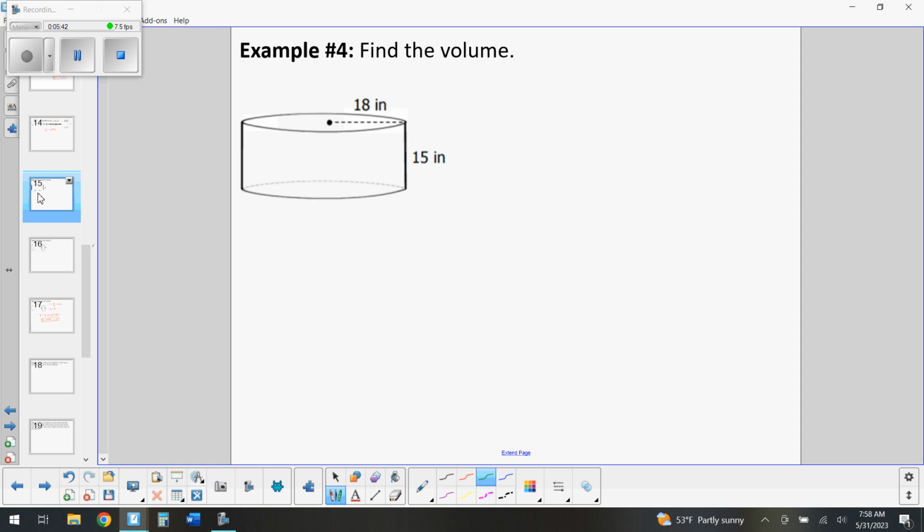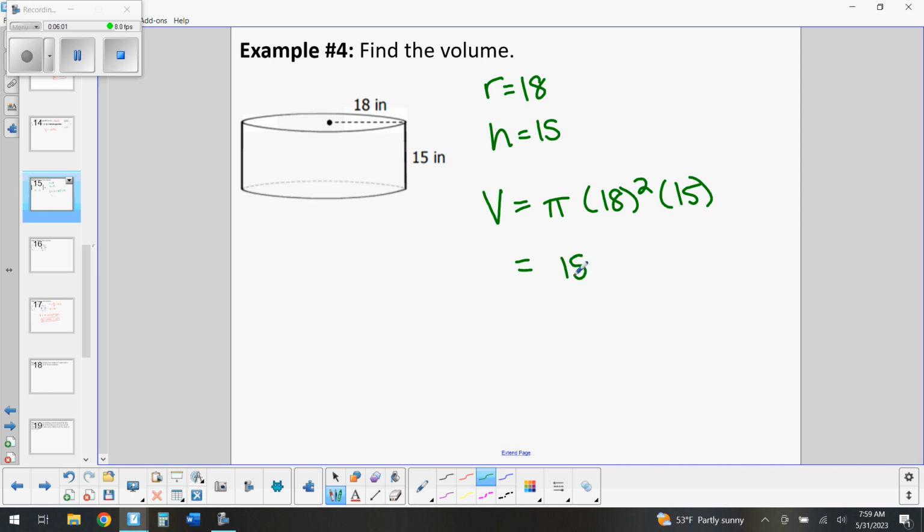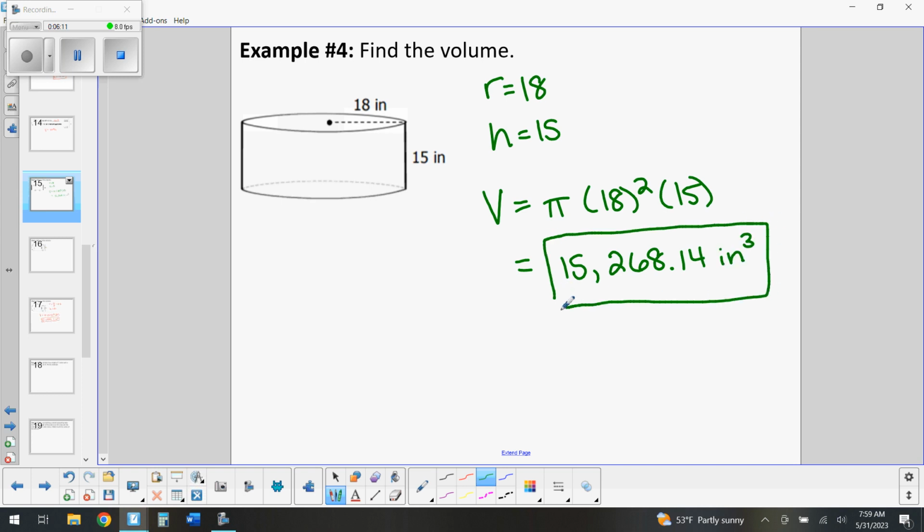So in this example, we know that R is 18 and H is 15. So when I do pi r squared times h, I'm going to find the 18 squared first and then multiply it by 15 pi, and I get 15,268.14 cubic inches. And volumes can get very large depending on what the numbers involved are. So just because you get a big number doesn't mean something went wrong.